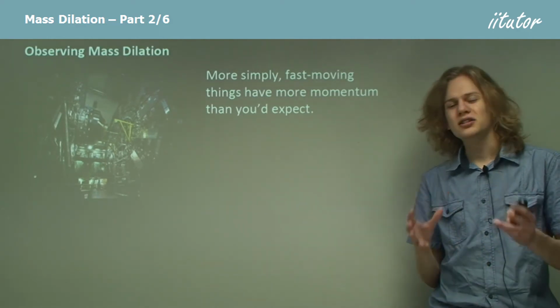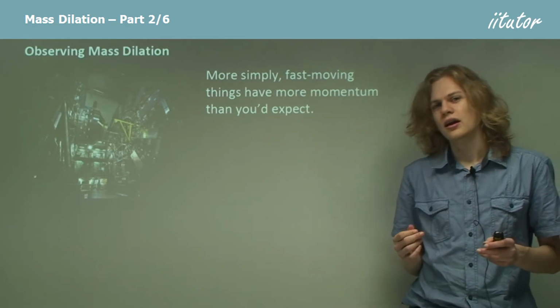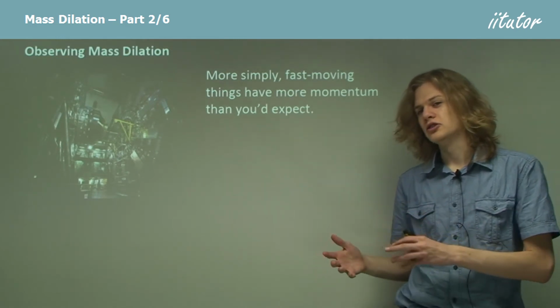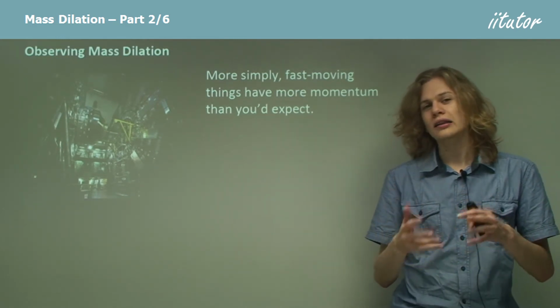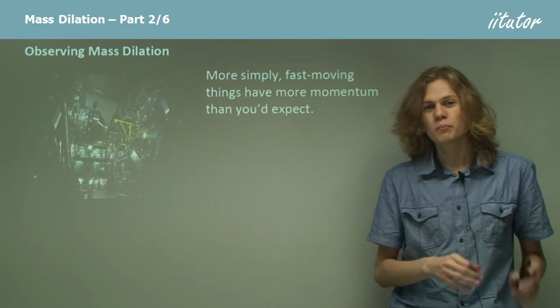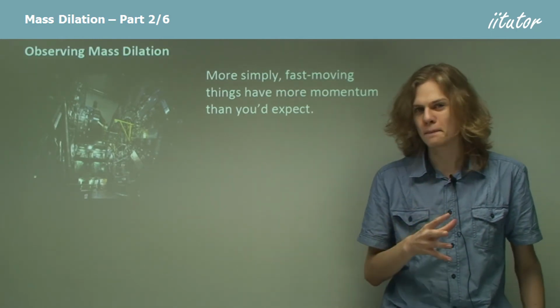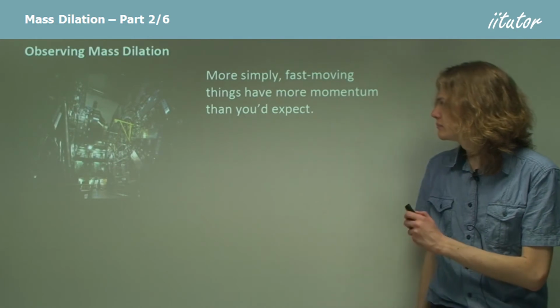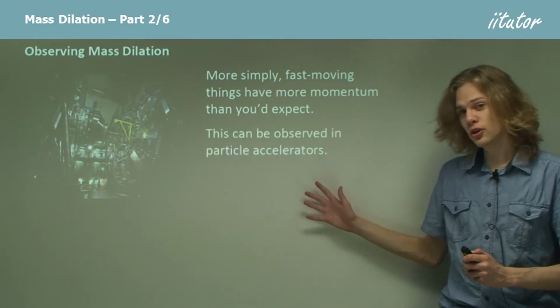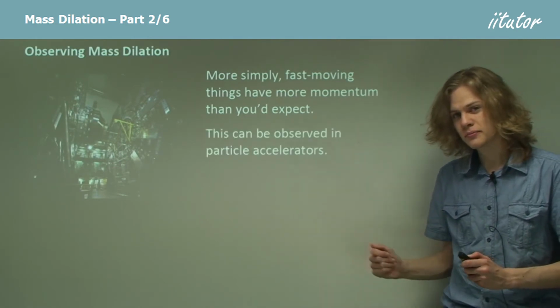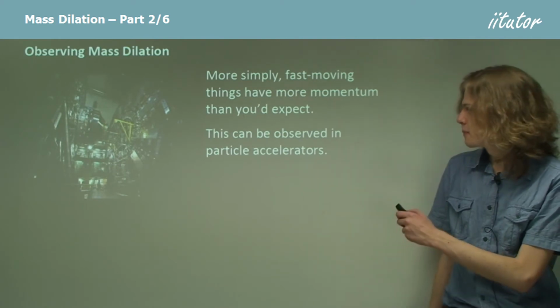P equals mv, so if we double our speed, we double our momentum. Except that because of mass dilation, in reality, if we double our speed, we will slightly more than double our momentum because the mass will increase as well. And we can observe this in particle accelerators. Let me give you an example.